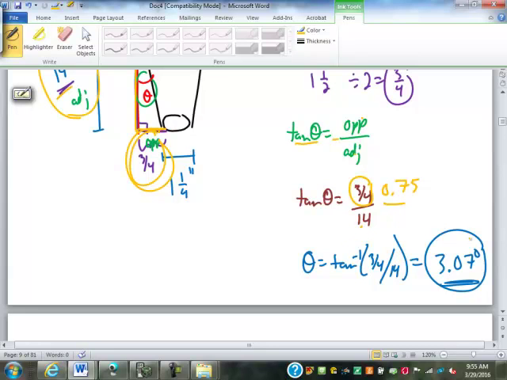Now, since I'm looking for an angle, it's inverse trig function, inverse tangent. So do second tangent, then 0.75 divided by 14. And close your parentheses. It equals.